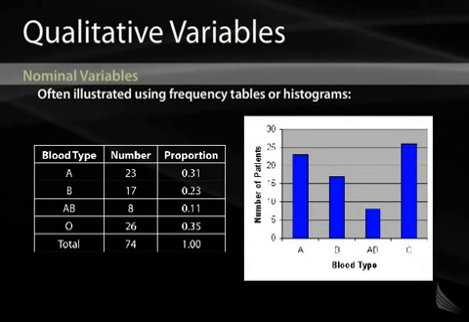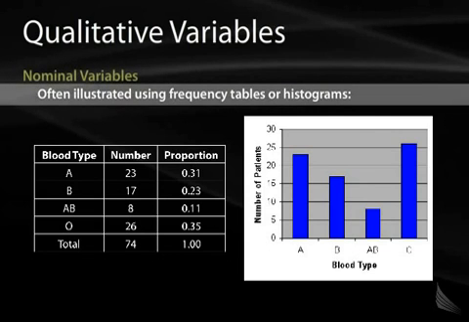Nominal or categorical variables are often displayed using either tables or frequency histograms. So shown on the bottom left is a table of various blood types, the number of people with those blood types, and the proportions of those blood types to the overall number of subjects tested for blood type. Those data can also be presented as shown on the bottom right. This is a frequency distribution or a frequency histogram for the various blood types.